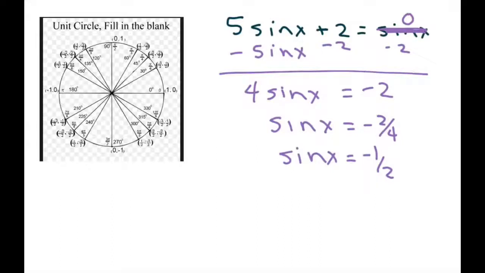We know that sine is your y, so we're looking at the y values, and also sine is negative, or y is negative, in quadrants 3 and 4. So that's going to be, where's our y? Right here and right here. So that's going to give us 7 pi over 6 and 11 pi divided by 6.